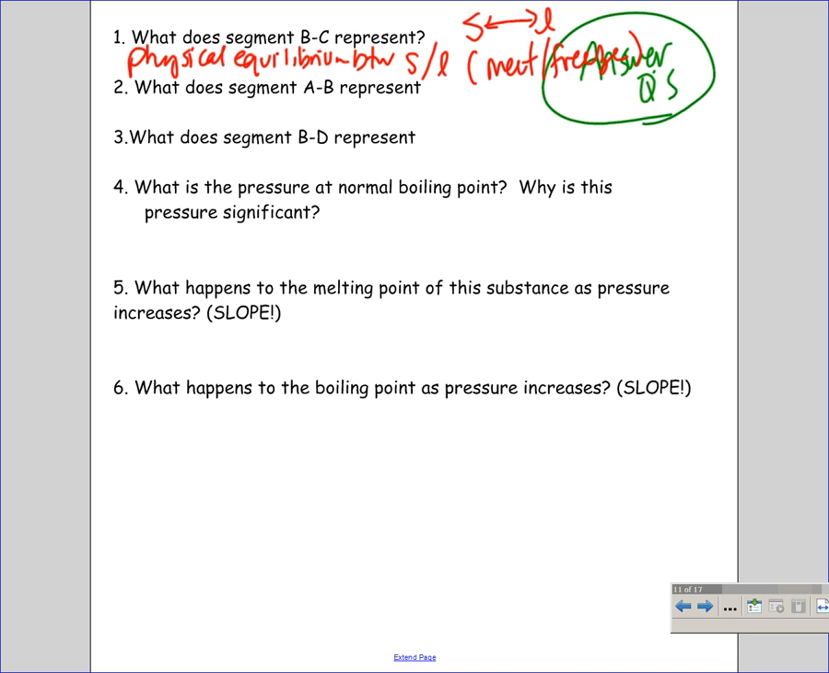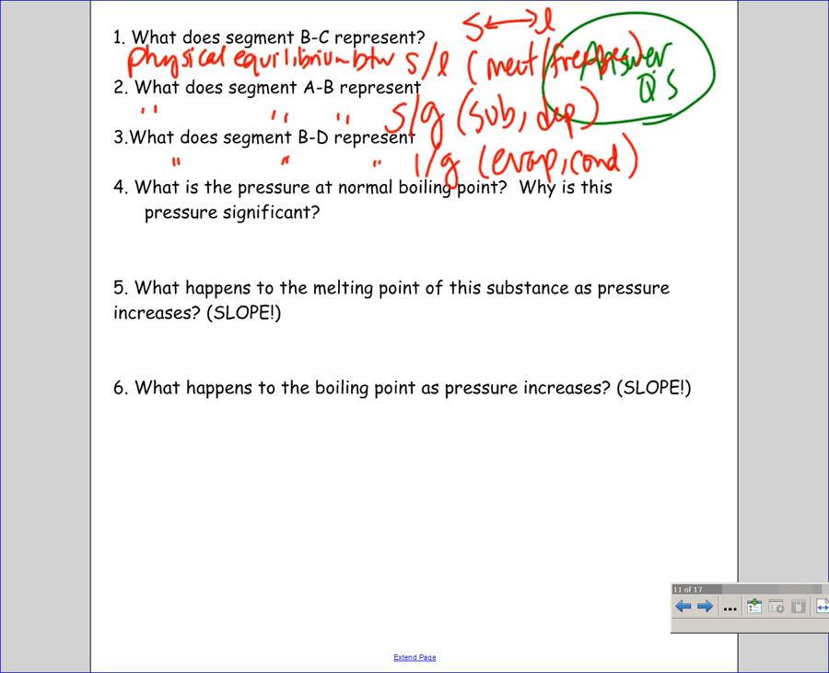All right, number two, what does the segment AB represent? AB, from here to here. So the solid to gas line, which is saying in those words, physical equilibrium between solid and gas, aka sublimation and deposition. Good job. B to D. So liquid to gas. So physical equilibrium between liquid and gas, and that's evaporation and condensation. Perfect. So those are the phase changes when you're on that line.